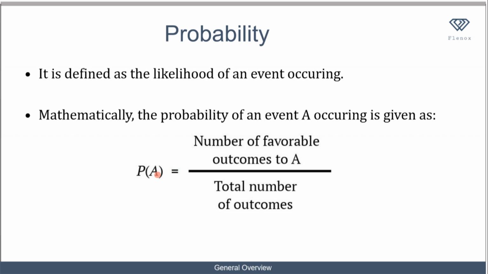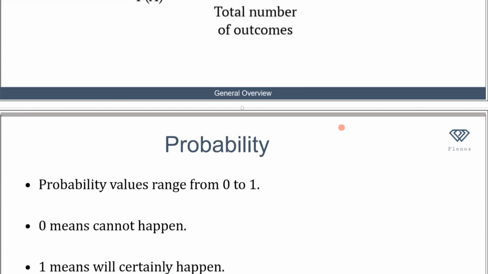So to get the probability of A, we first have to count the number of outcomes that are favorable to A, then we divide it by the total number of outcomes. This formula is really important and forms the backbone of most of the probability questions you are going to be tackling. So you have to do well to understand it and to know how to apply it.